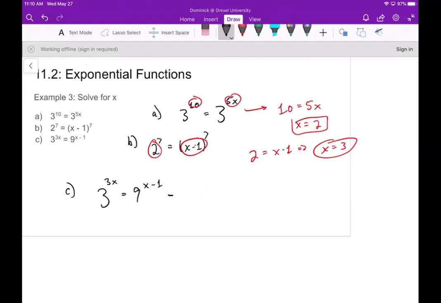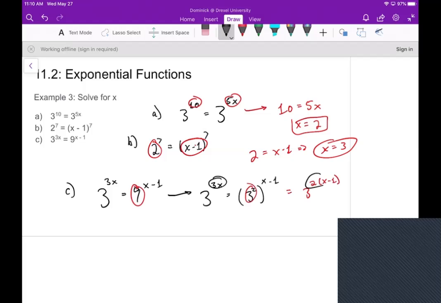we can write 9 as 3 to a power. So we can write this as 3 to the 3x is equal to 9, which I'm going to think of as 3 squared to the x minus 1, right? So I'm just replacing this 9 with 3 squared, and of course, they're still the same. But now if I apply my power to a power rule, this right side is going to become 3 to the 2 times (x minus 1). So now I have 3 to the 3x is equal to 3 to the 2 times (x minus 1).